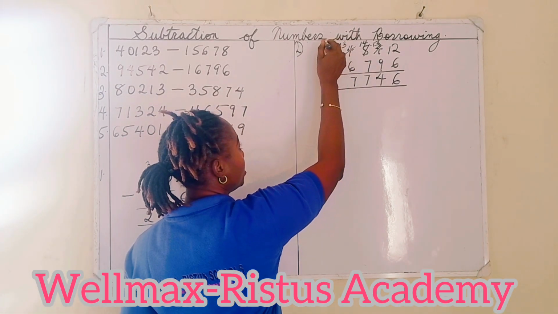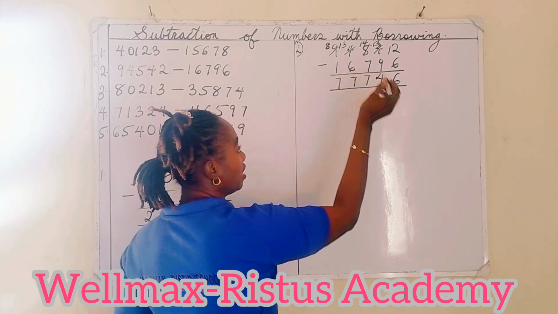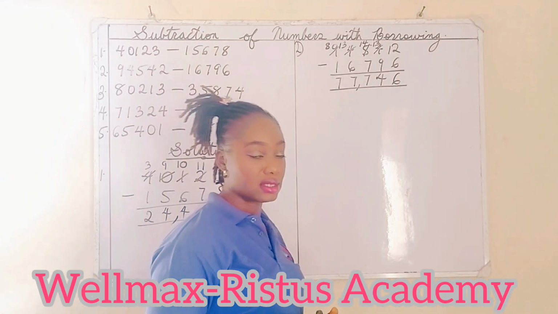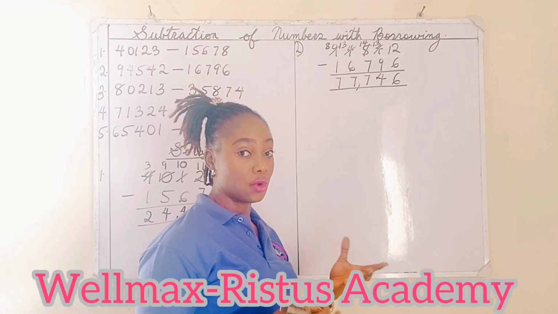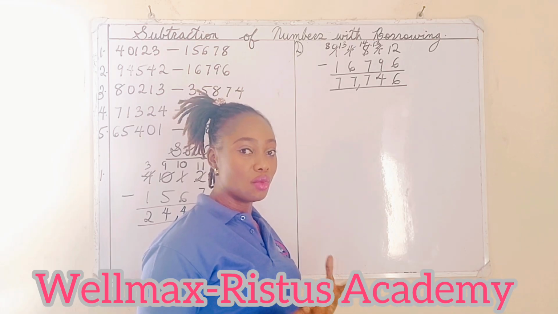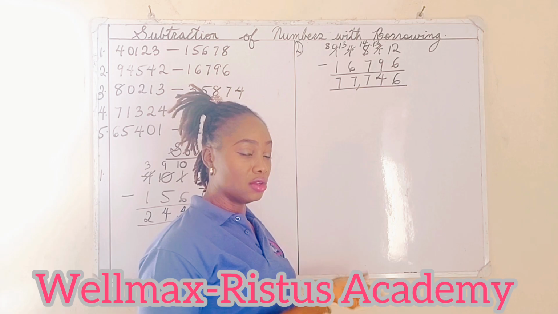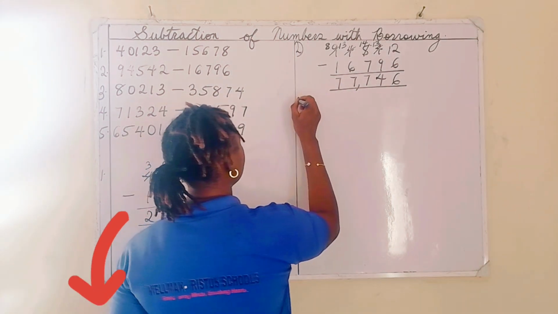And then we are left with 8 here. 8 take away 1 is 7. And that gives us 77,746. It's important to say the numbers in your answers in words, to help you know more about your figures in words. Okay? Question 3.